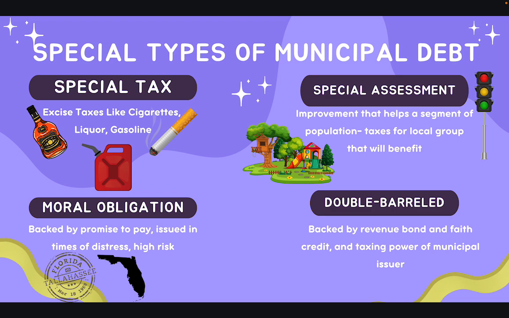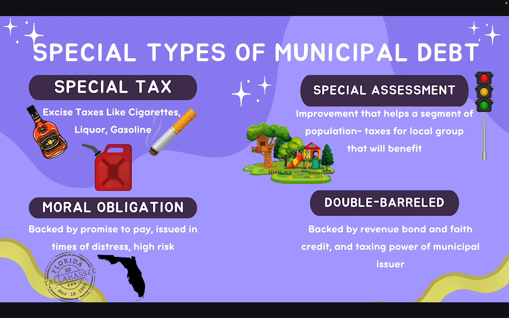So this only happens in times of distress, and it's basically the big guy coming in to help the little guy. These are very high risk, obviously, but they're only utilized if they have to be. And that's a moral obligation. The state of Florida has a moral obligation to support Tallahassee in this example.